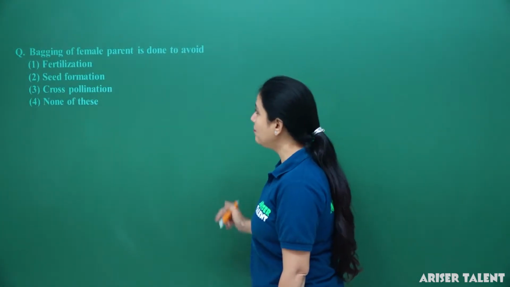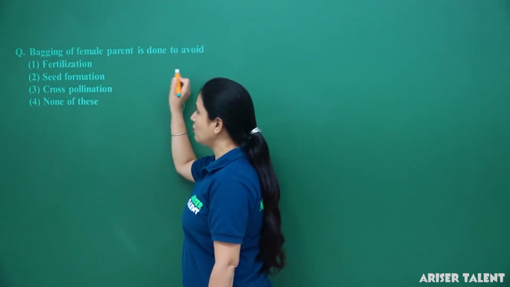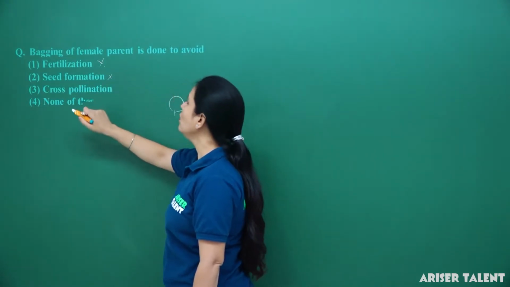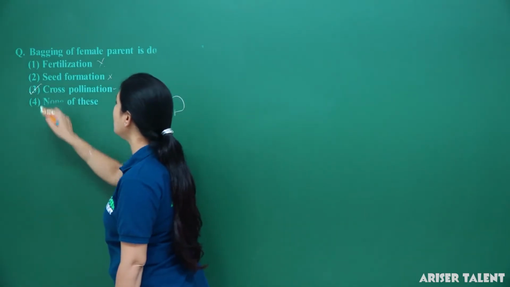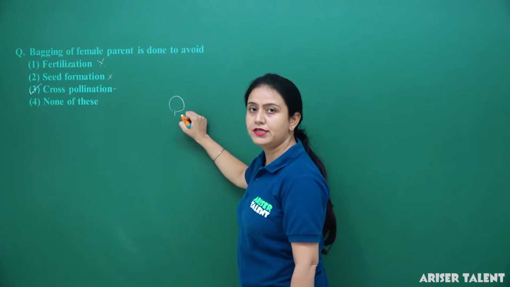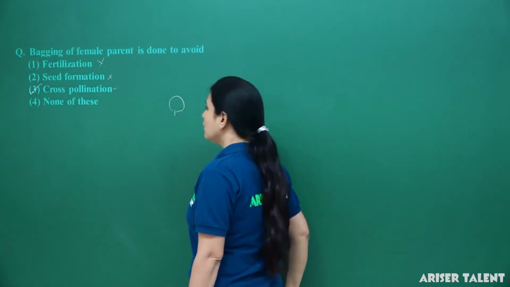Next is, bagging of female parent is done to avoid fertilization, no. Seed formation, no. Cross pollination, yes. The last one may be none of these. Option 3 is the correct answer. Bagging of female parent is done to avoid cross pollination.